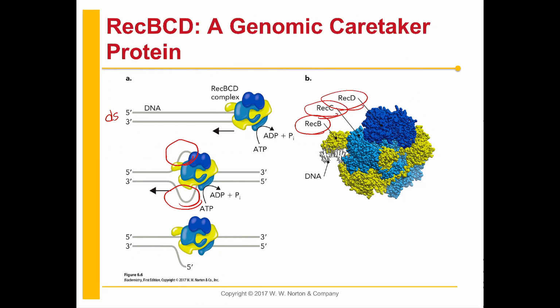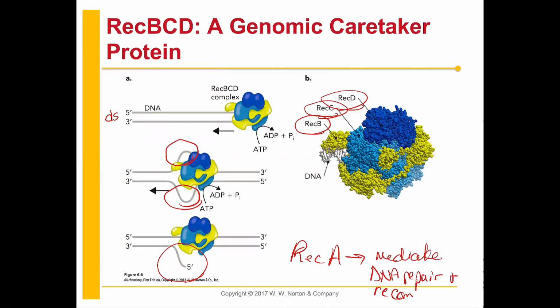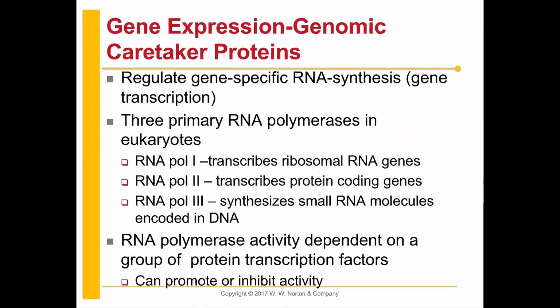And so then the single-stranded DNA binding protein, Rec-A, can come in to these sites. Rec-A is our second protein, and this is actually going to mediate DNA repair and recombination. So it's not usually just one protein that's required in order to do a function. Usually it's kind of a collaboration between a couple of different proteins.